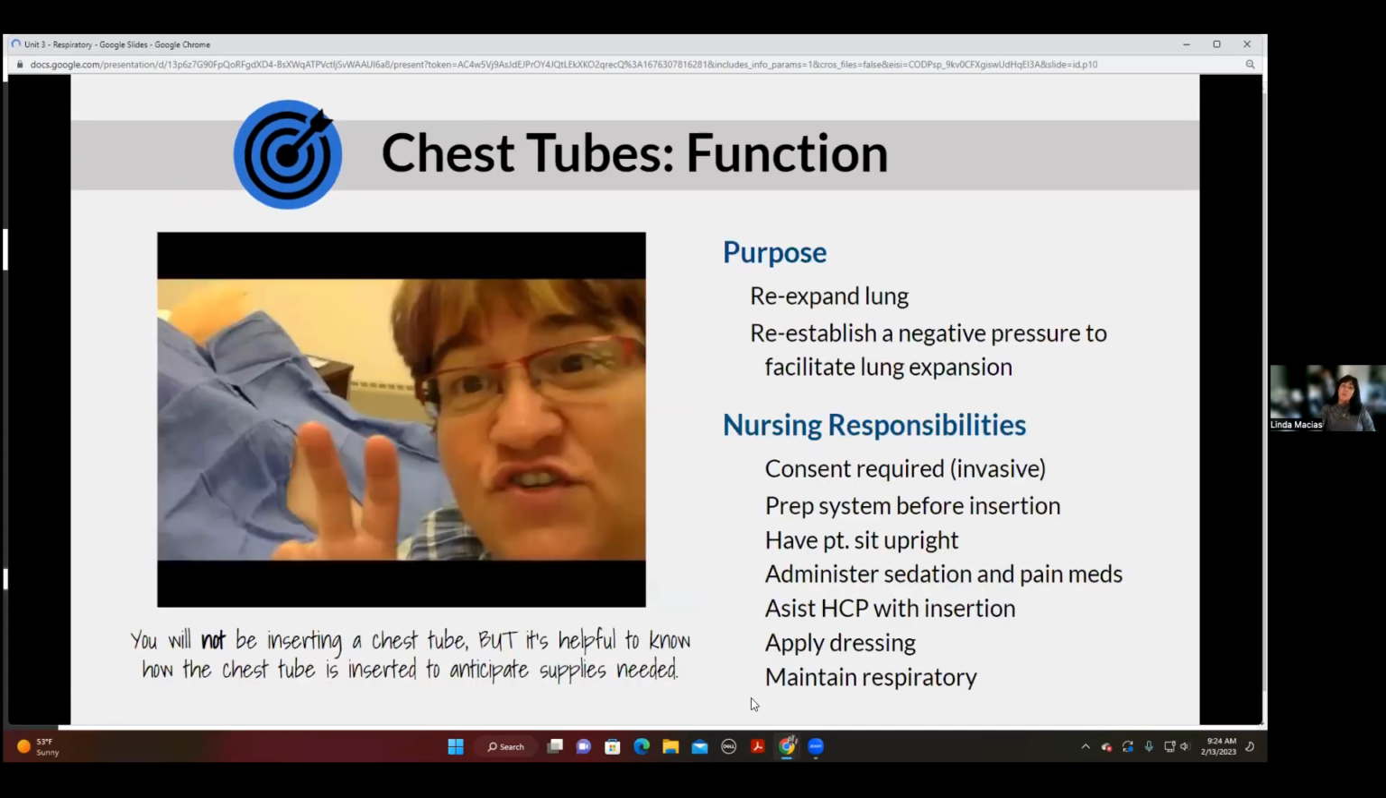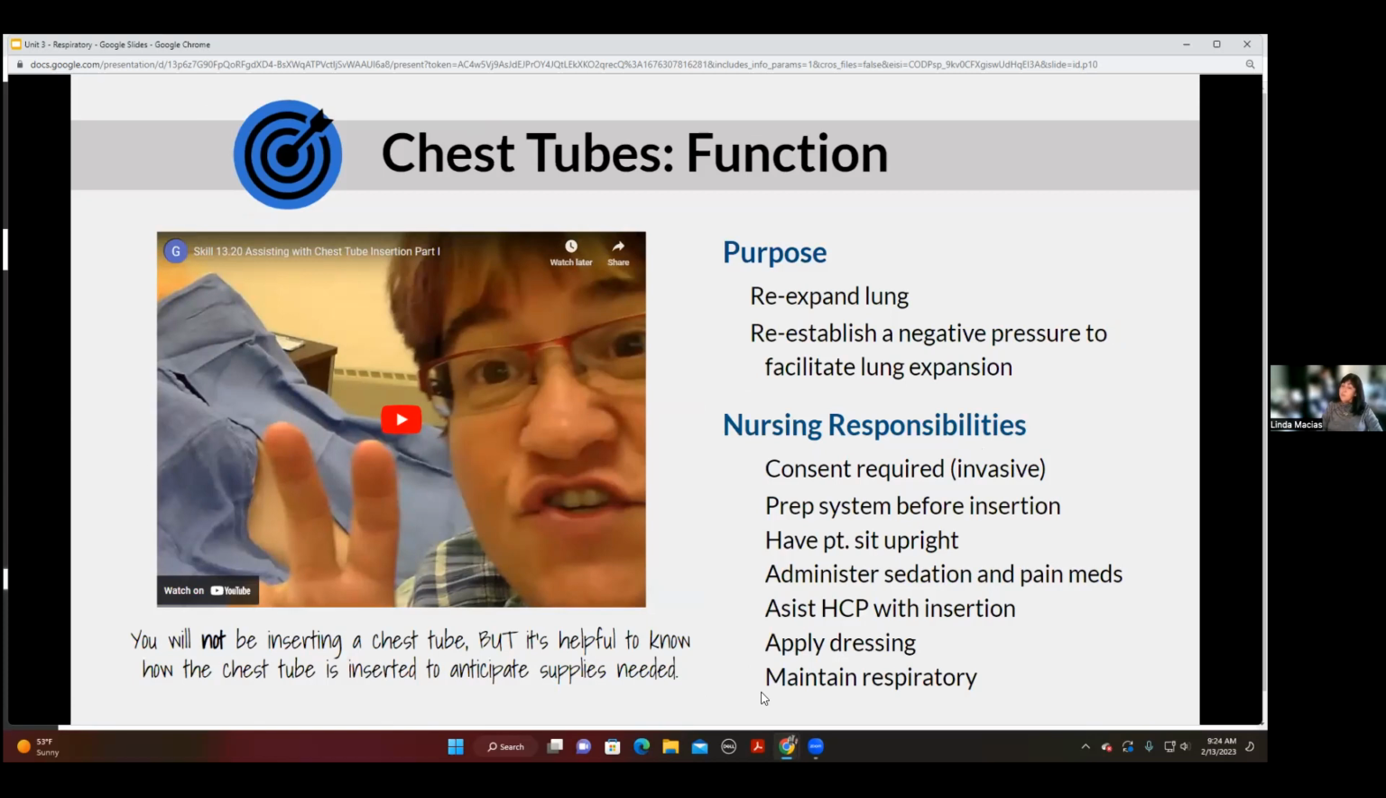Chest tubes. So we are going to talk about chest tubes. It is part of this section, even though it's not part of our skills. We were doing it in our skills lab and going through all of it, but semester 4 took that into their content, like I said. The purpose of the chest tube is to re-expand the lung, reestablish the negative pressure, and facilitate lung expansion and normal breathing.